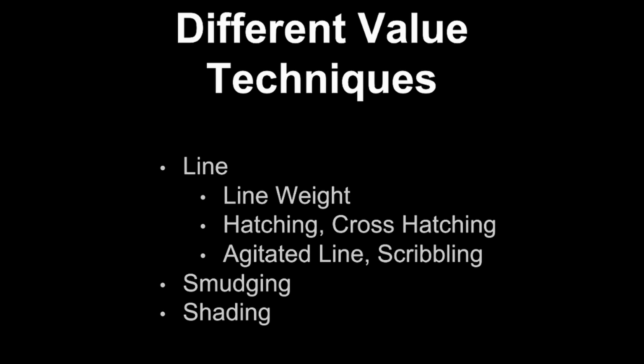So there are different techniques for achieving value. We're going to go over these today. We've already talked a little bit about working with line weight. We're going to get into what's called hatching, cross-hatching, agitated line. We're going to talk about smudging versus shading. And then we'll dive into techniques of additive and subtractive value.